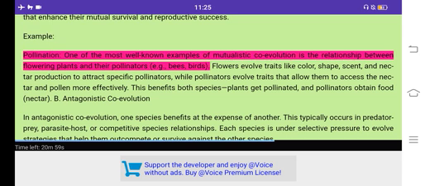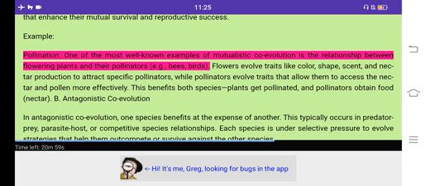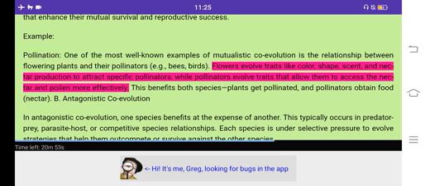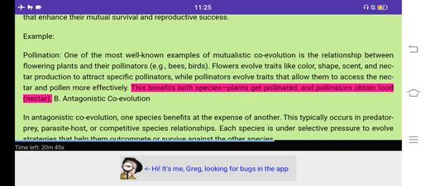Example. Pollination. One of the most well-known examples of mutualistic coevolution is the relationship between flowering plants and their pollinators, e.g., bees, birds. Flowers evolve traits like color, shape, scent, and nectar production to attract specific pollinators, while pollinators evolve traits that allow them to access the nectar and pollen more effectively. This benefits both species. Plants get pollinated, and pollinators obtain food, nectar.